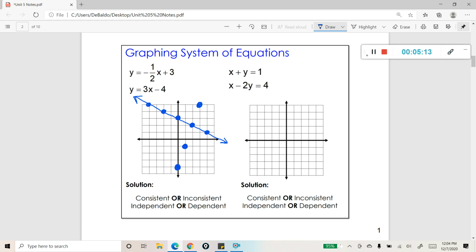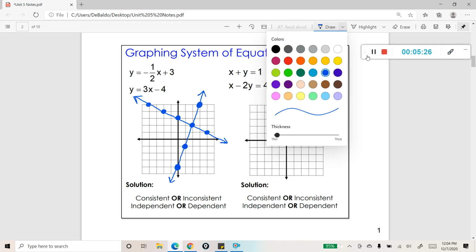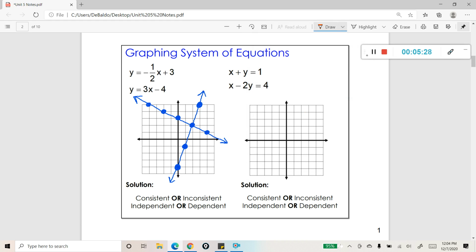Alrighty. Okay, once I've graphed that second line, go ahead and draw a line through it just like you did the other one. And we have just graphed the system. And the solution to this system is where the graphs cross or intersect each other, which is right at this location here, which looks like it is at the intersection of (2, 2).